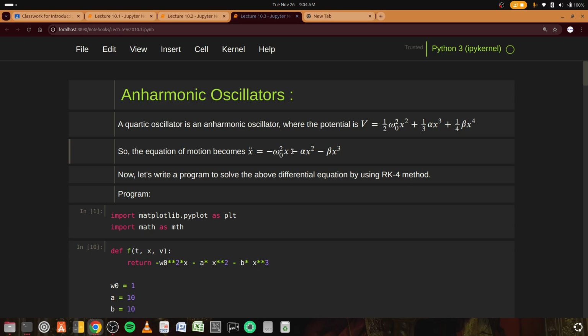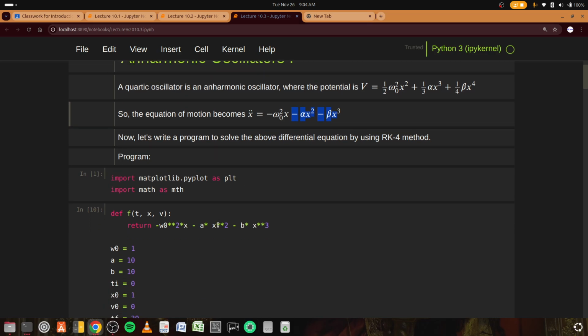But what if you consider more terms like minus alpha x square and beta x cube? Then the differential equation will be like this. This is an anharmonic type differential equation, the anharmonic oscillator. This is not a harmonic oscillator. The harmonic oscillator has a differential equation like this only, up to minus omega square x. But if you add more terms like alpha x square and beta x cube, this will be an anharmonic oscillator. So let's solve it using the Runge-Kutta 4 method.